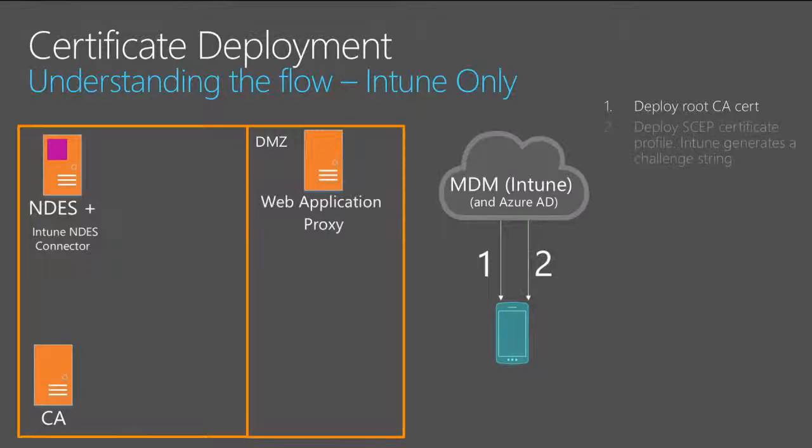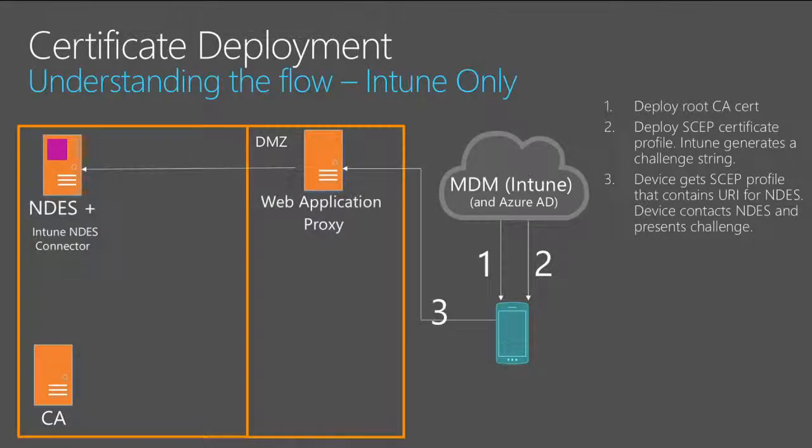So the second step is to deploy the certificate profile. And the certificate profile is just containing a lot of information about where you can get your certificate or request your certificate. And it also contains a challenge. So this is the proof that the device will have that the certificate profile really came from your MDM, so there can be no one in between to impersonate, well, I'm this person or I'm this device.